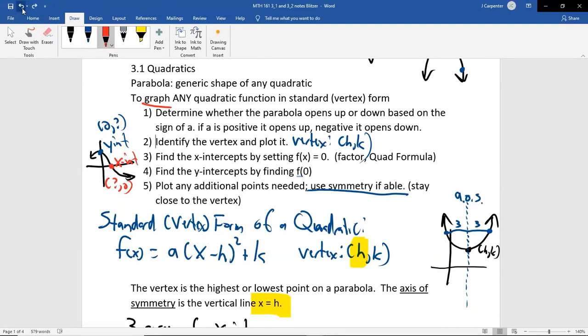After you find your vertex and plot it, you find your x and y-intercepts by just finding where the x is 0 and where the y is 0. But try and remember which name it goes with which one, because that will be important for homework and tests. Then if you need any other points, plot your other points.